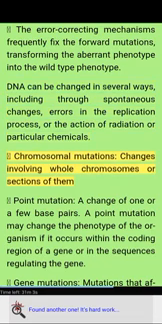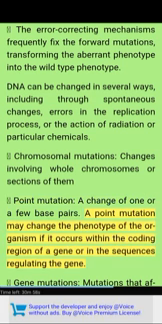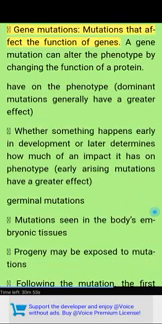Chromosomal mutations: changes involving whole chromosomes or sections of them. Point mutation: a change of one or a few base pairs. A point mutation may change the phenotype of the organism if it occurs within the coding region of a gene or in the sequences regulating the gene. Gene mutations: mutations that affect the function of genes. A gene mutation can alter the phenotype by changing the function of a protein.